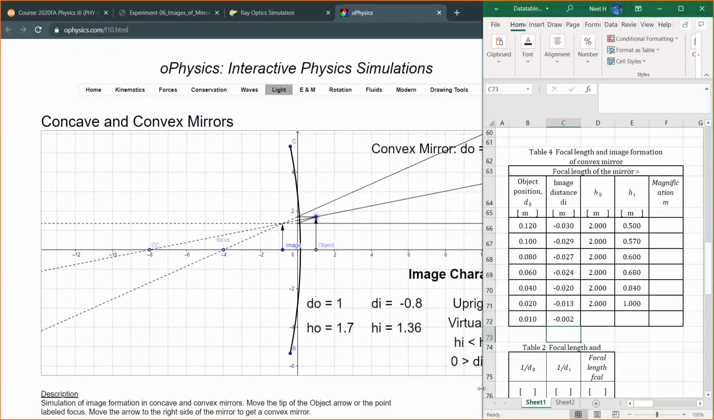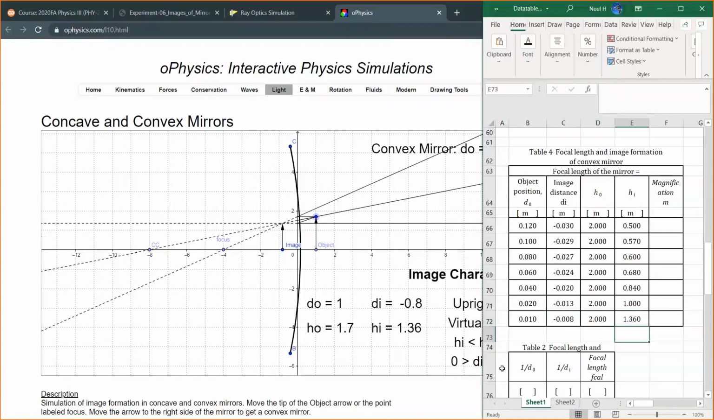0.008, because now it is 0.8 here. It's going to be less than 1 centimeter. It's going to be like 0.008. Okay, negative 0.008. Okay, and then size of the object, size of the image is 1.36.